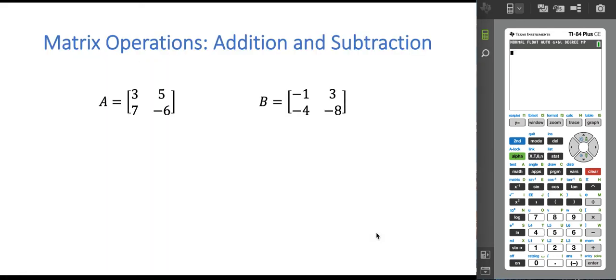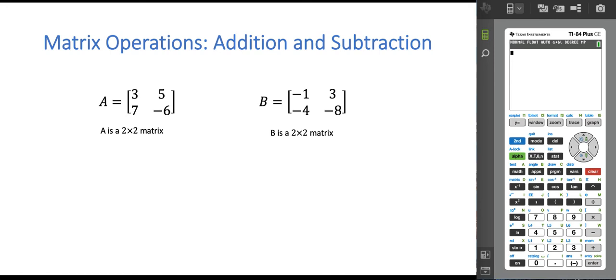So the first thing we want to do is talk about matrix addition. So we have these two matrices, and I want to remind you of how you talk about the size of the matrix. So matrix A is a 2 by 2 matrix, and so is matrix B. And remember that is determined by the number of rows times the number of columns. So it's 2 by 2 because it's 2 rows by 2 columns.